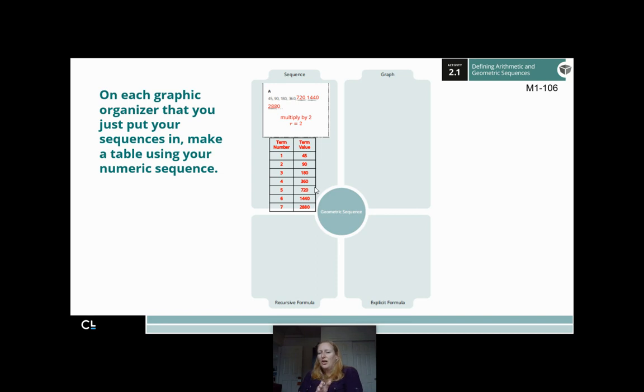All right. You've got all of your tables. You've glued everybody in. They all have tables. Here's what we're going to do next. We're about to match up graphs.